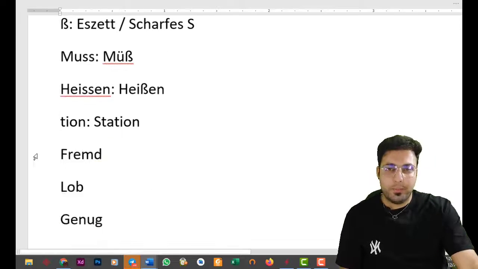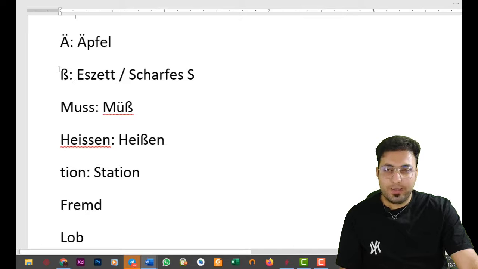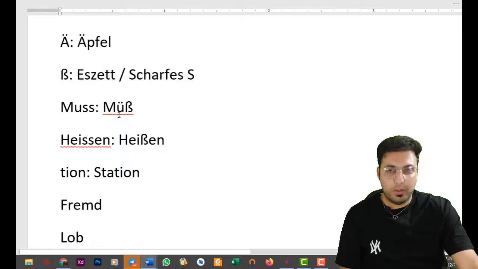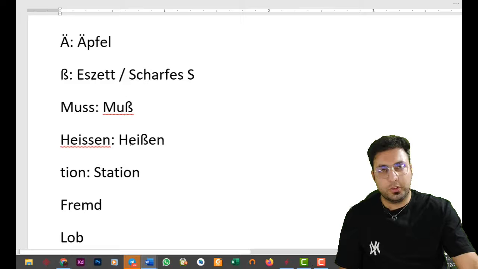And I told you at the beginning of our lesson that this one is SZ or scharfes S. It means double S, like muss. Both of them are correct. Heißen or heissen, both of them are correct.